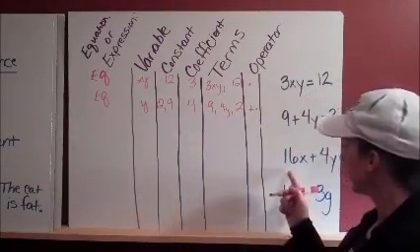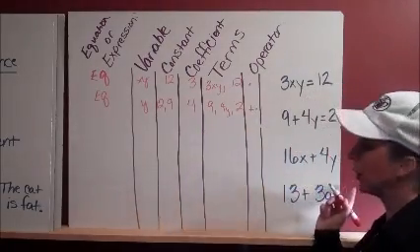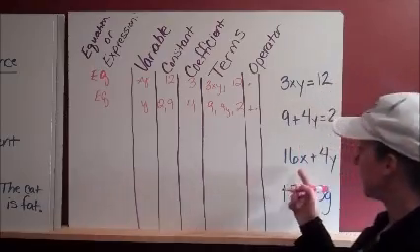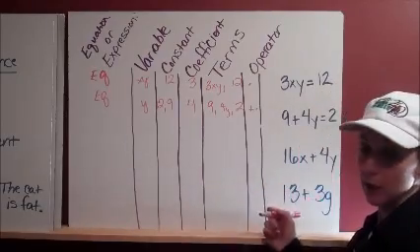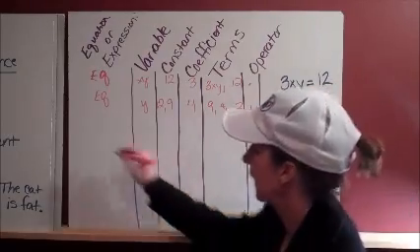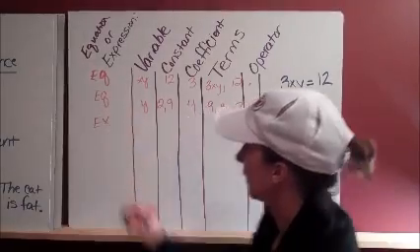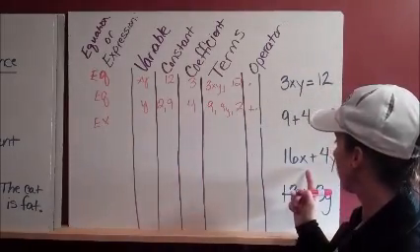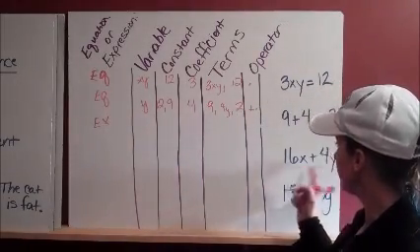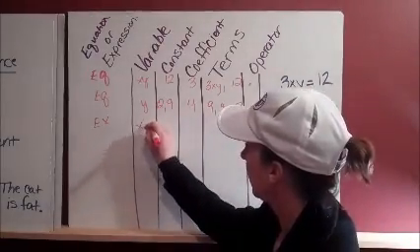All right. 16x plus 4y. 16x plus 4y, there is no equal mark. That means it is only a fragment. That means it is only an expression. An expression with 2 variables. We have an x and we have a y.